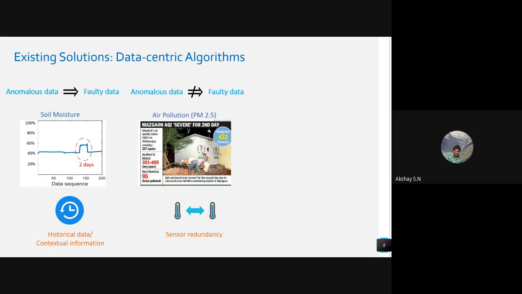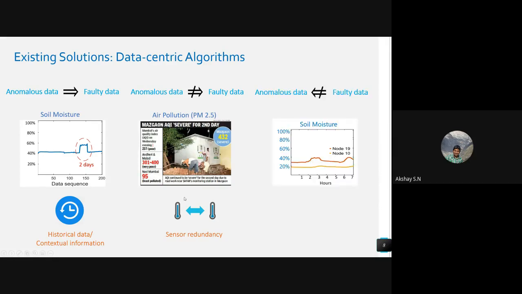However, the challenge is that the cost of deployment increases with more sensors, so this is again not acceptable. The final example I have is that not all faulty data needs to be anomalous. What I mean by that is, here are 2 soil moisture sensors giving some data in the field. Now, one of them is faulty here.